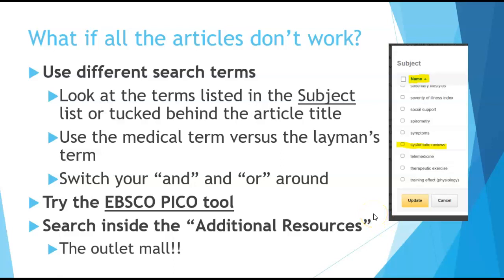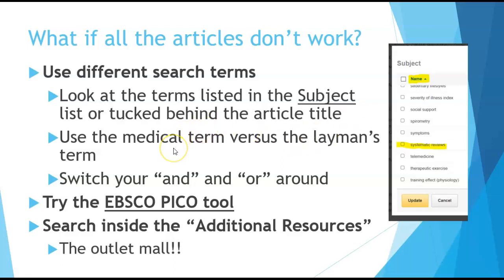So if all of the articles don't work, use different search terms or use the OR term and add them in those boxes so you can use them as OR. You can always look in that subject area for some of the terms, so the same place we found that little checkbox for systematic reviews, look and see what terms are in there. And you can click on any of the titles to see what terms they're using to add them to your search boxes and into your search formula.